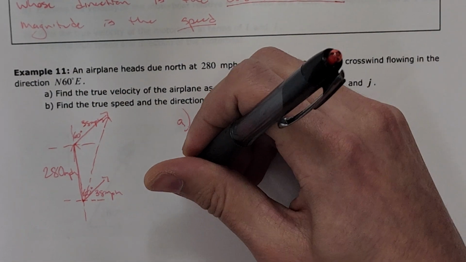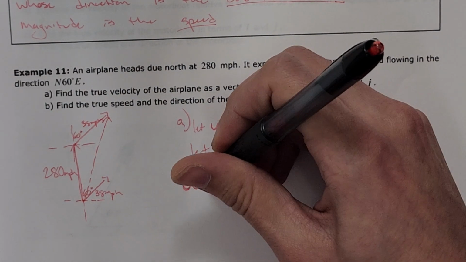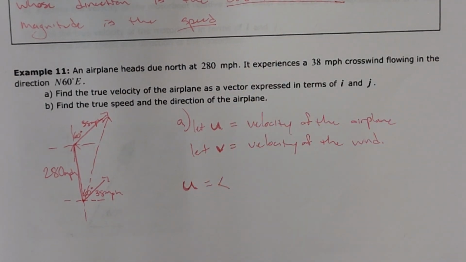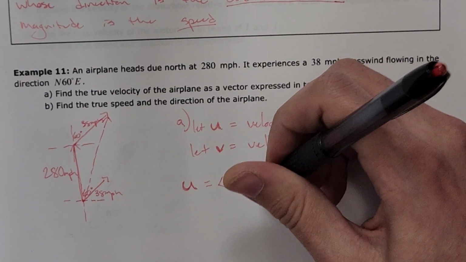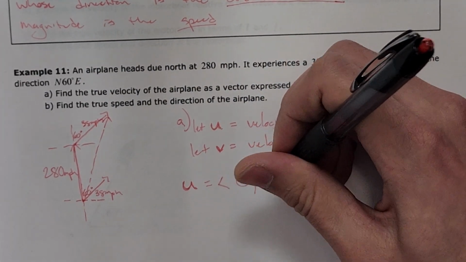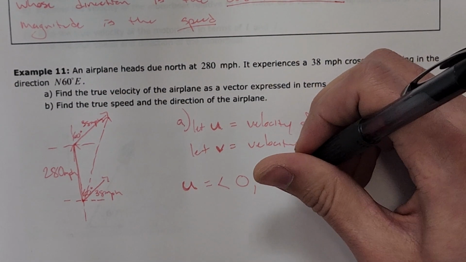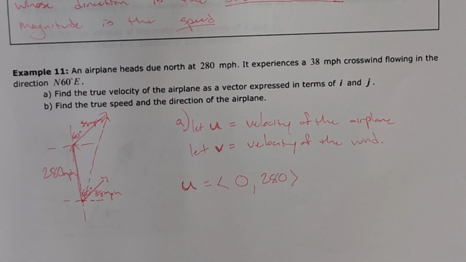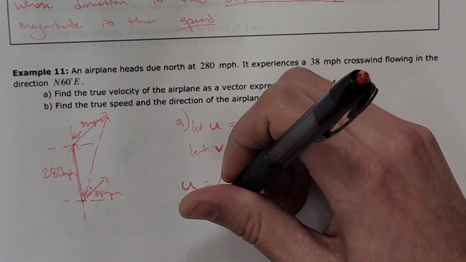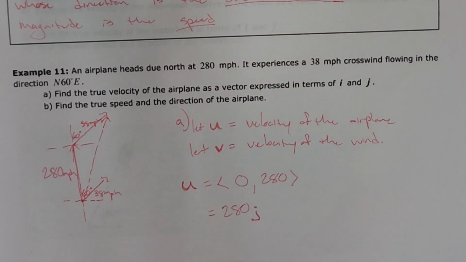All right, so let's go ahead and label the component form for vector u, the velocity of the airplane. Well, it's going due north, and so the horizontal component is 0. It's not moving right or left at all. And then the vertical component is the vertical speed, 280 miles per hour. So the component form for the airplane is <0, 280>, or in unit vector form, just 280j, where j is the unit vector <0, 1>.